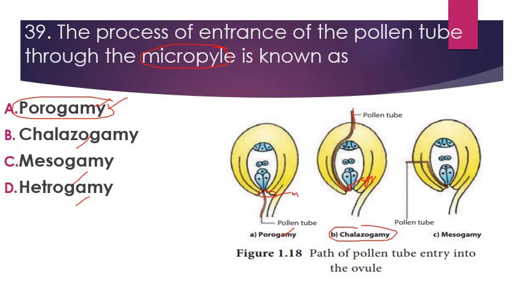Then the third one is when the pollen tube enters through funiculus or through integuments, then we use the term mesogamy.